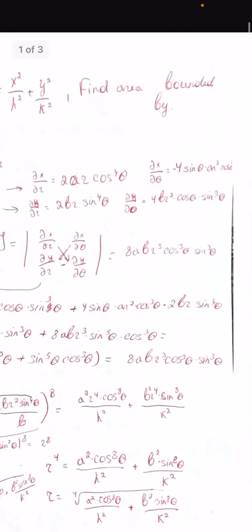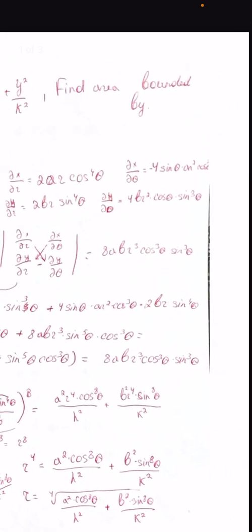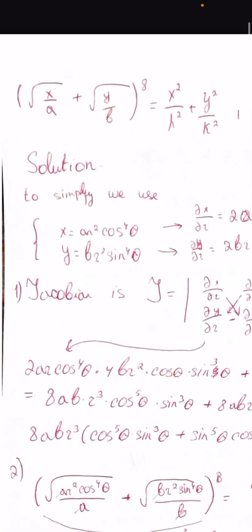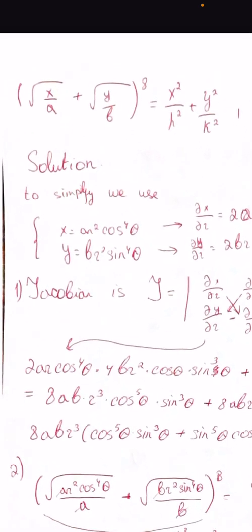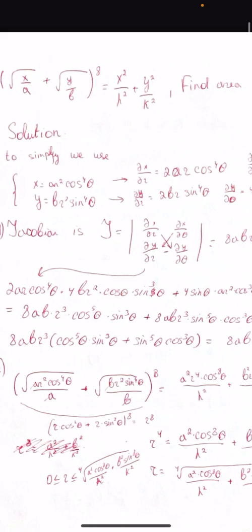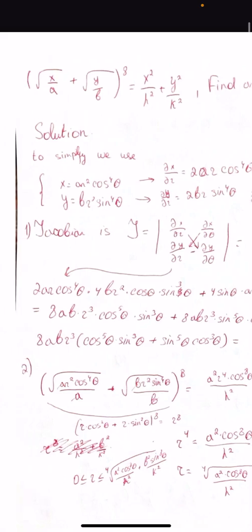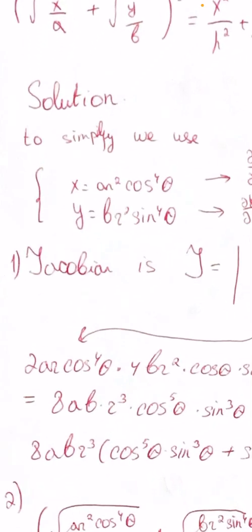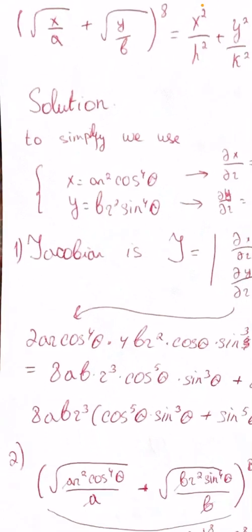So let's begin. We need to find an area bounded by this function, which is my main function. In order to find area, we first need to use generalized polar coordinates. As you can see, I already wrote here x equals a r square multiply cosine power of 4 alpha, and y equals b multiply r square multiply sinus power of 4 alpha.